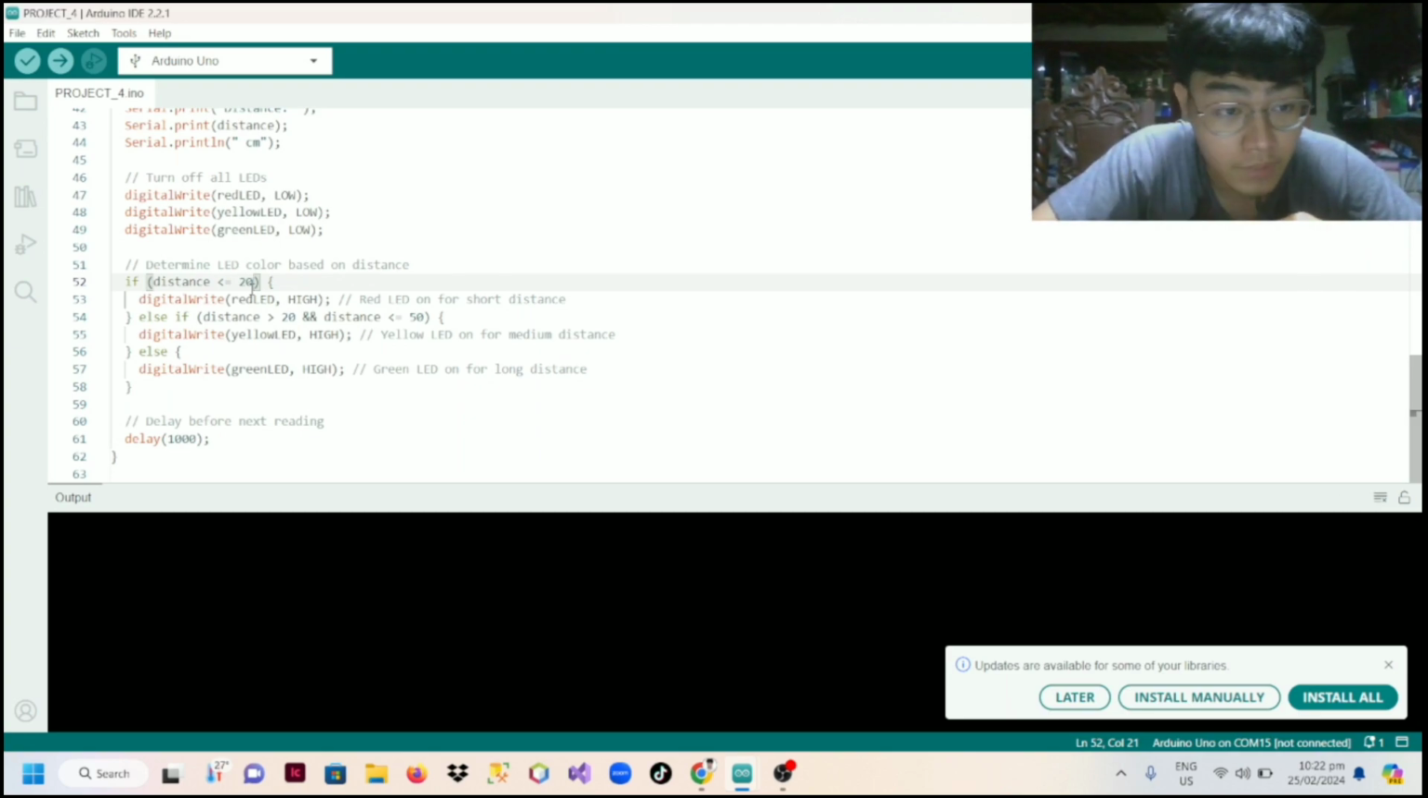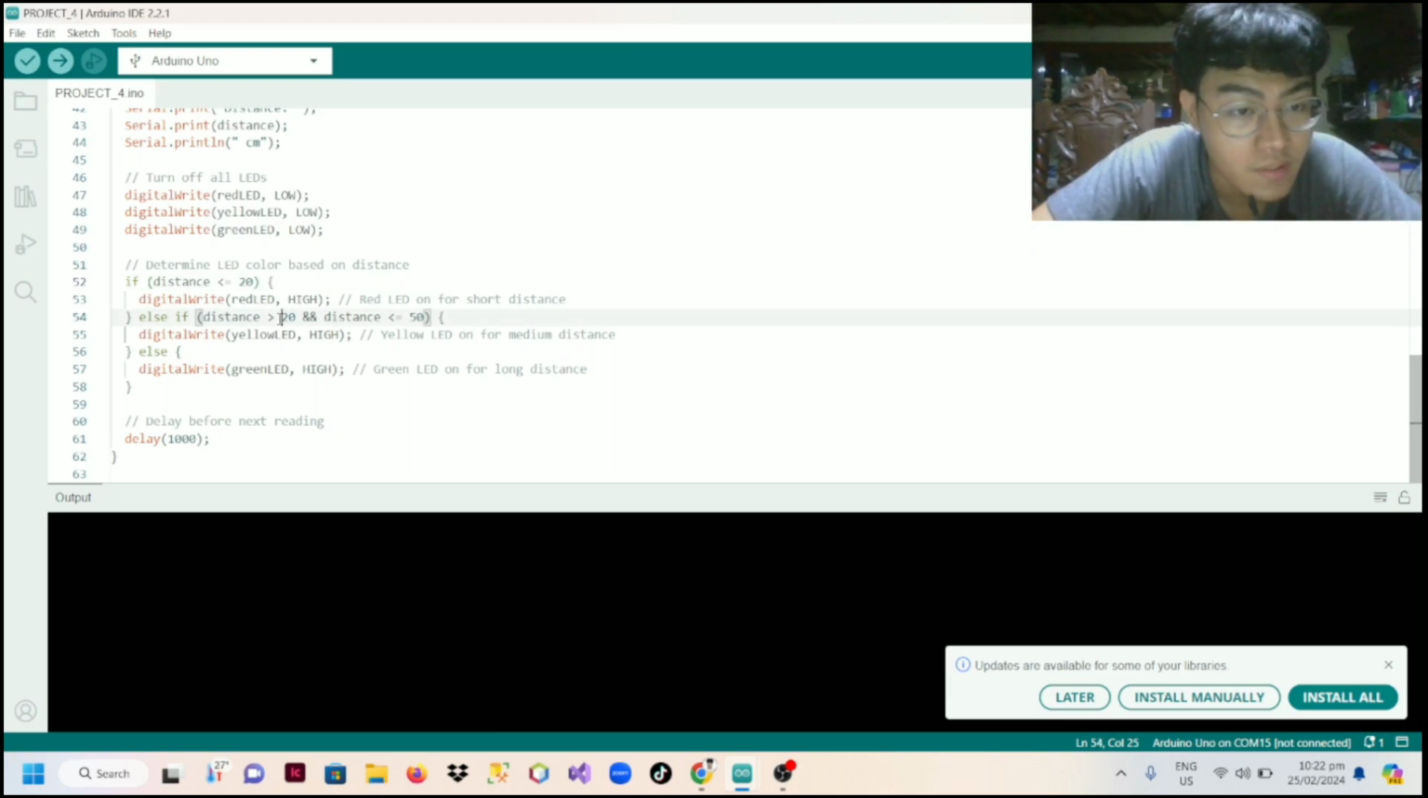Meanwhile, the distance for our yellow LED would be a medium distance, with a distance of greater than 20 centimeters and also less than or equal to 50 centimeters. And the last one would be the green LED, which will be the longest distance, so it will be greater than 50 centimeters.